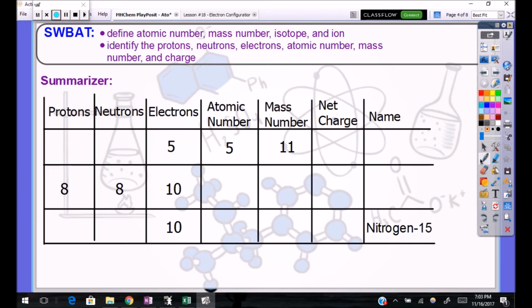Okay, here's a quick summarizer. We're going to do these one at a time. Here's 1, 2, and 3. Please answer number 1 now. And remember to separate your answers with a comma, and please enter them in order. Okay, please answer number 2 now. Okay, please answer number 3 now.